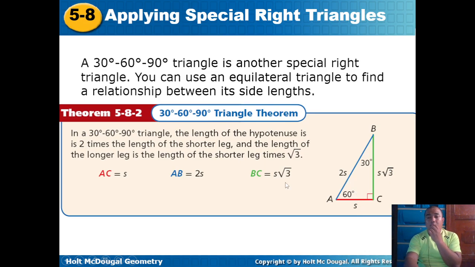Okay. And what about the length of the longer leg here? The opposite of the 60 degree angle. Just multiply the shorter leg by square root of 3. So S square root of 3. So if this is 5, that is 10. This is 5 square root of 3. If this is 3, that is 6. 3 square root of 3. Okay.